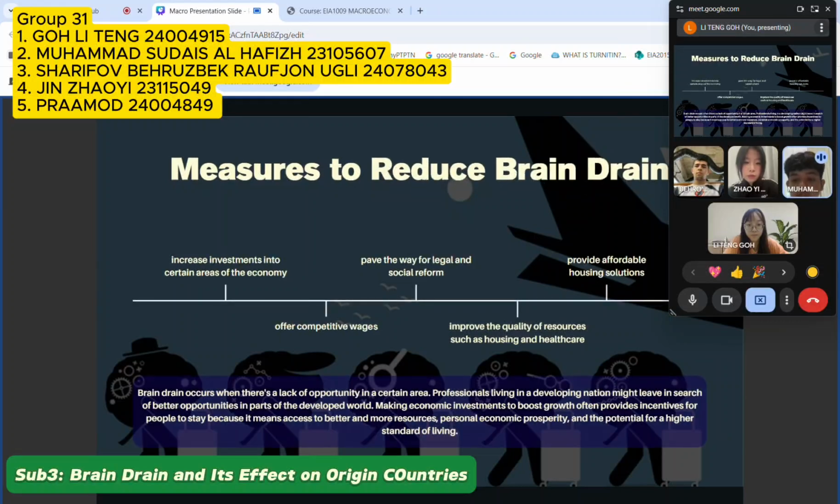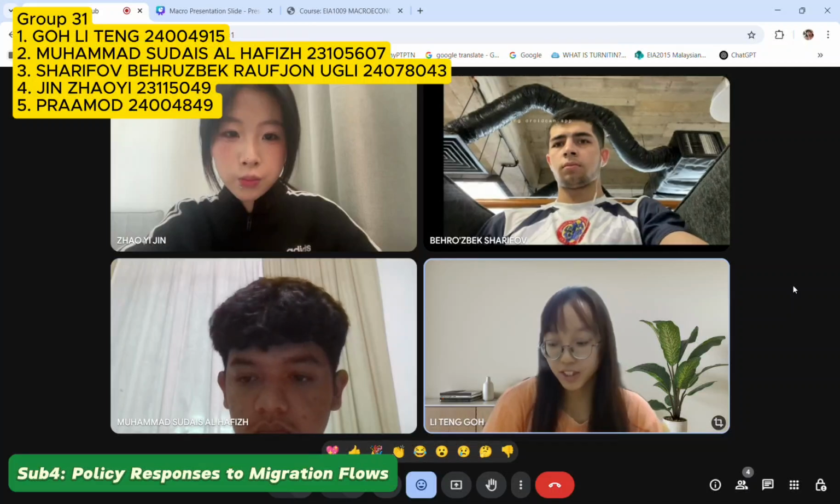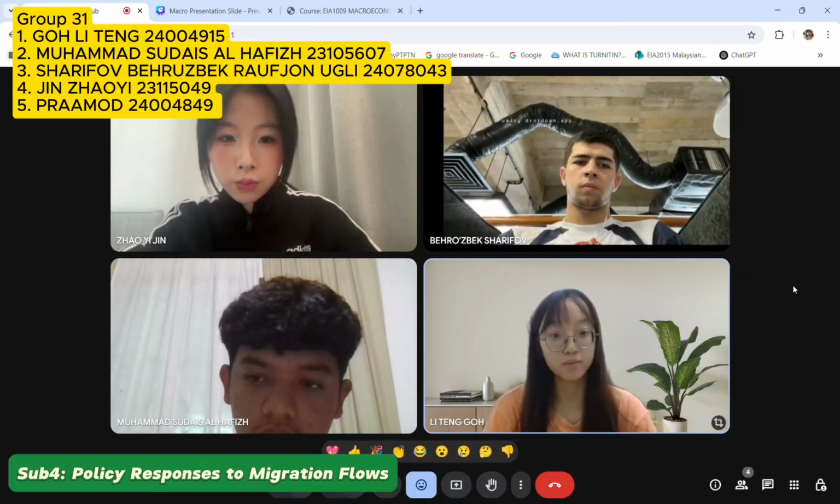And to reduce brain drain, government can invest in better infrastructure, often higher wage, and improve healthcare and housing. This change can persuade people to stay. Next, we will move to the fourth subtopic, which is policy responses to migration flows.